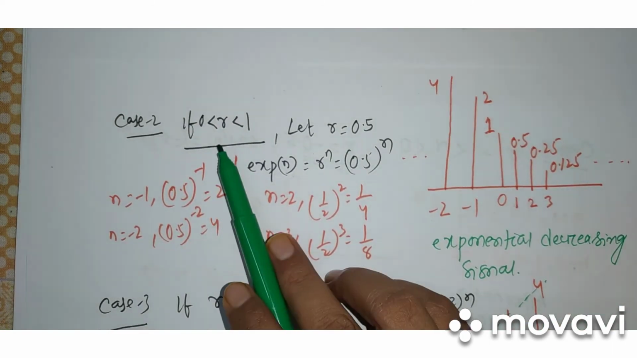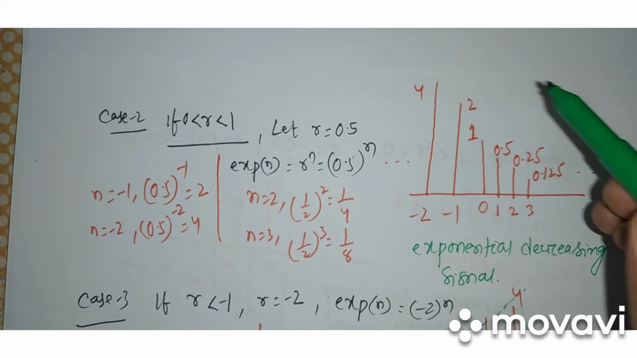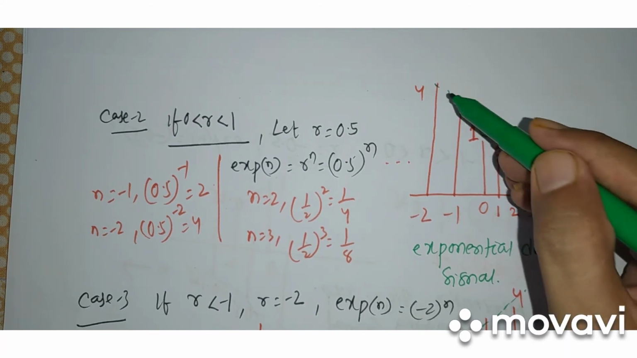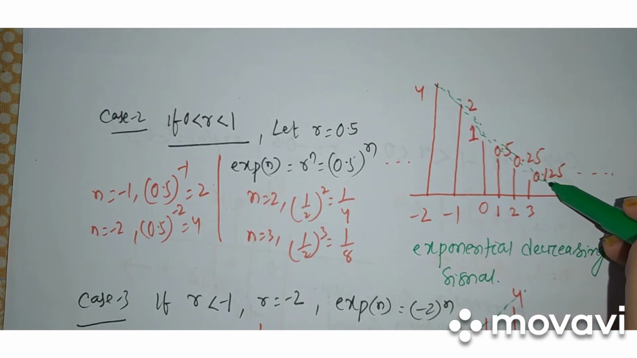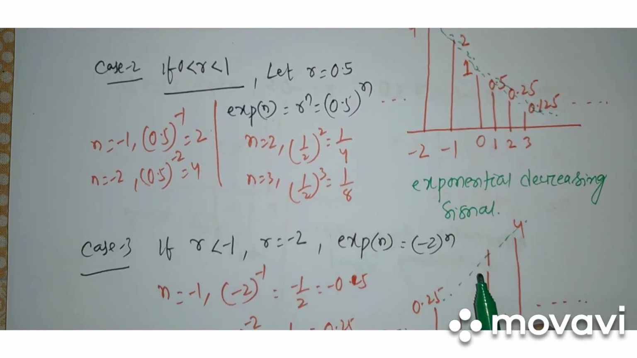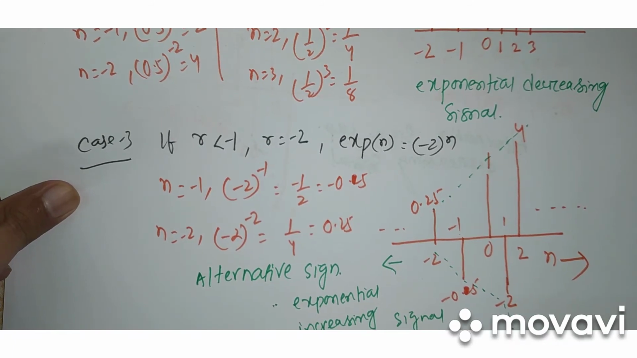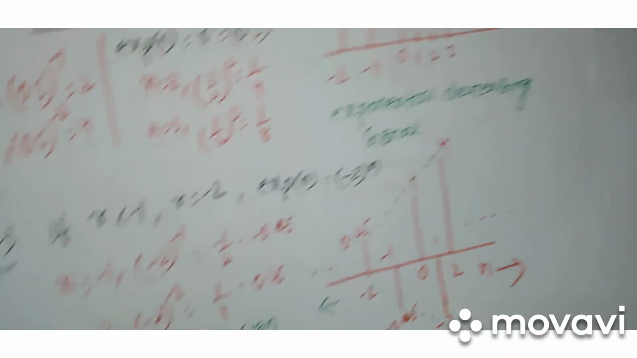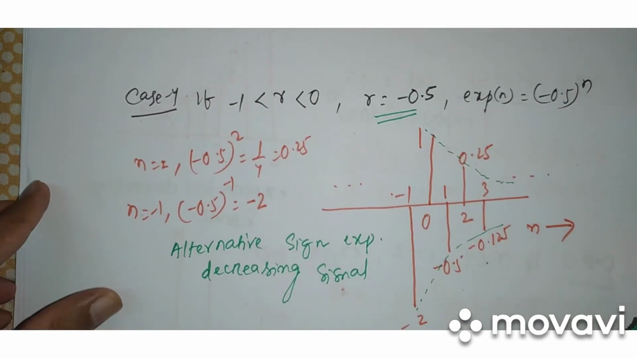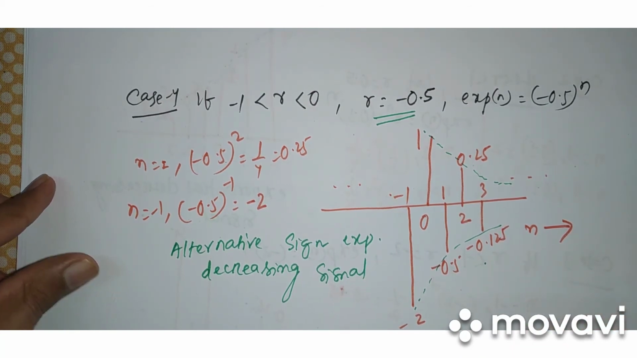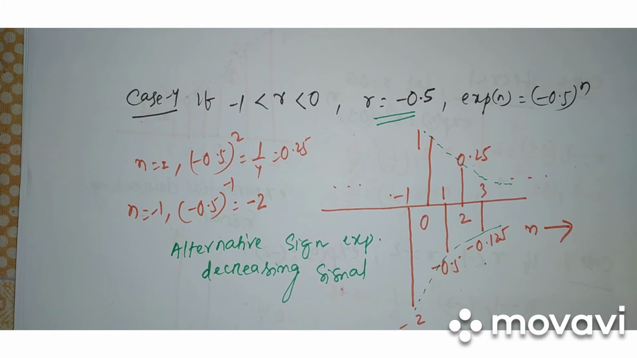Now when r lies between 0 to 1, if you see this plot, it is decreasing. The plot is decreasing, that's why it is an exponential decreasing signal. When r is less than -1, already said, it is an alternate sign exponential increasing signal. And finally, when r lies between -1 to 0, it's an alternate sign exponential decreasing signal. These are the 4 cases of exponential signal in the discrete time domain.